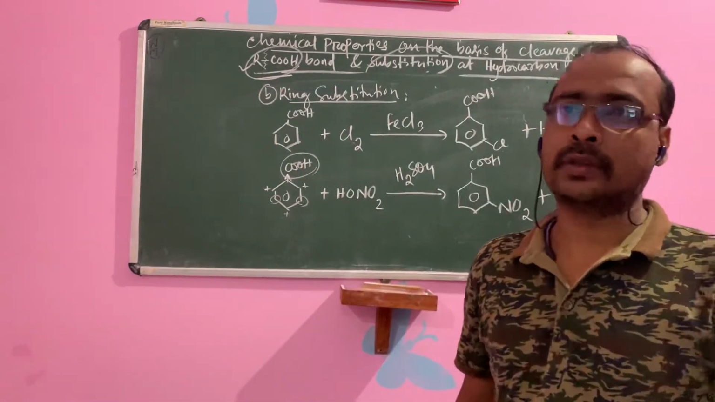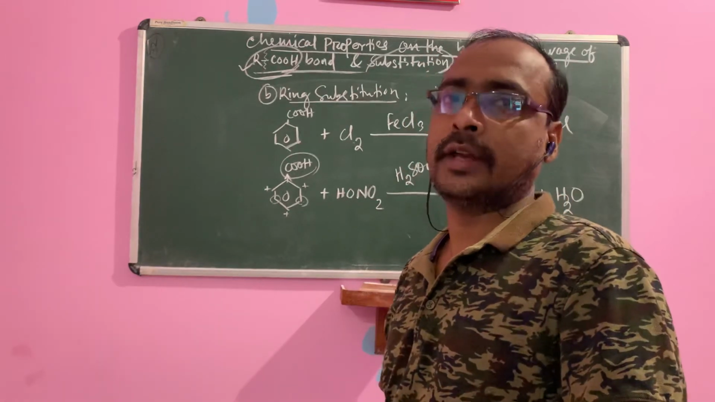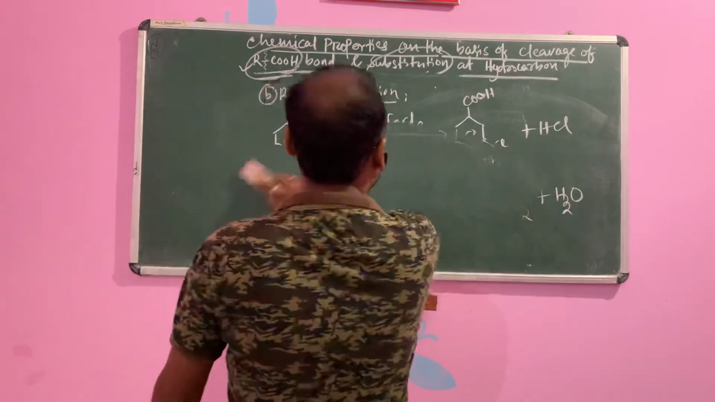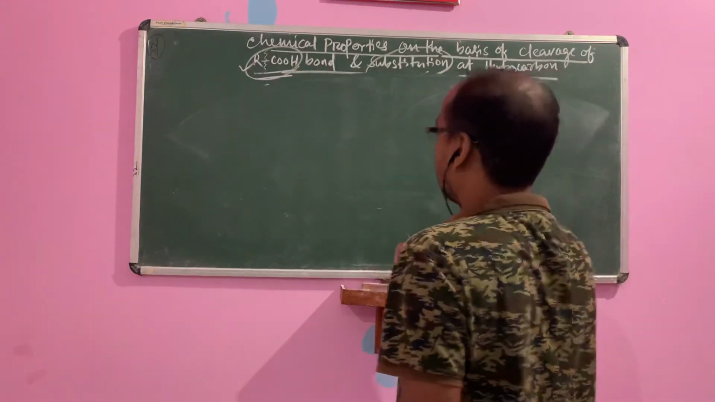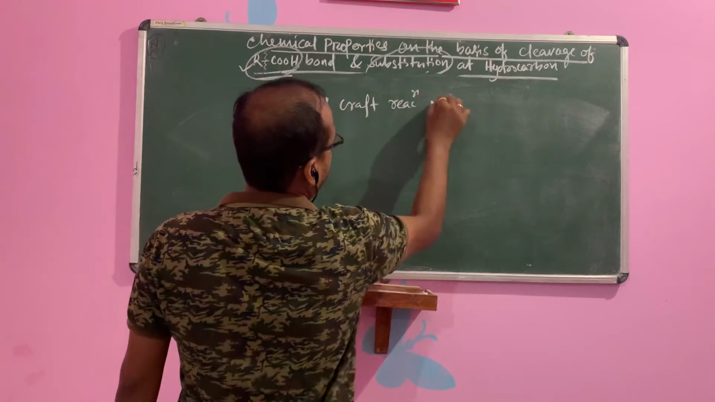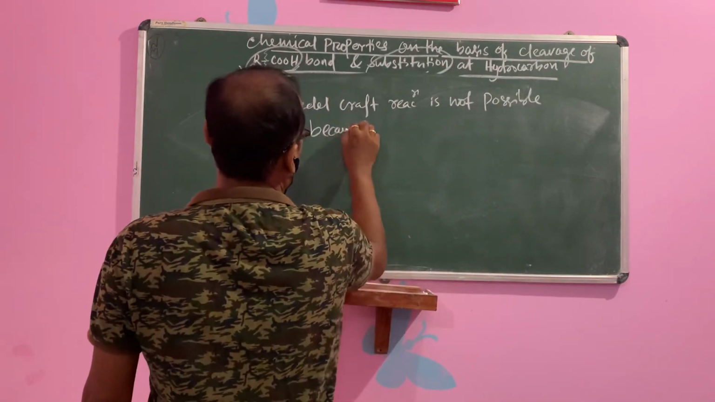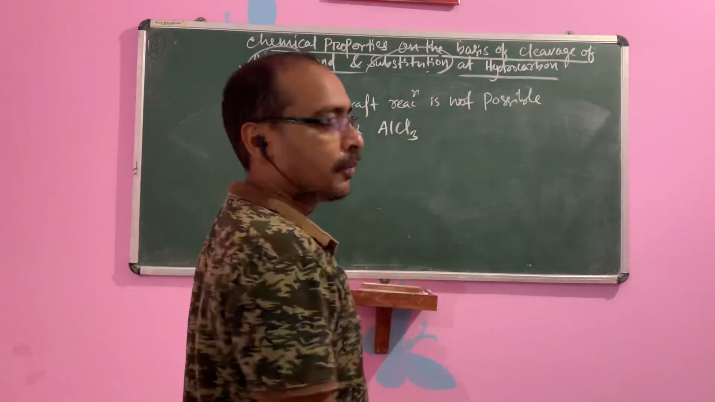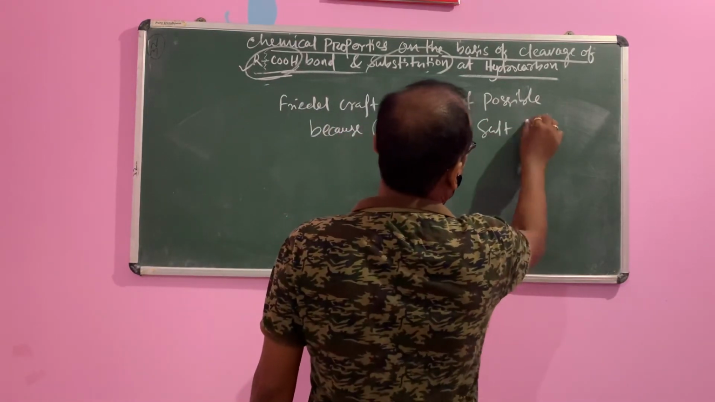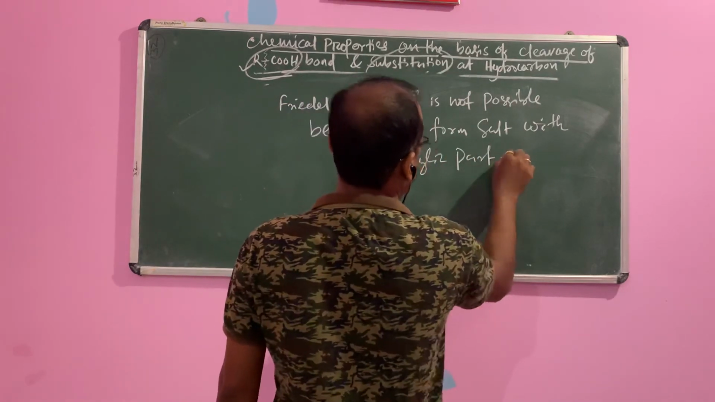Okay, children. But the Friedel-Crafts reaction, an electrophilic substitution reaction, is not possible, because we give the catalyst aluminum chloride, AlCl3, and aluminum chloride forms a salt with the carboxylic part of it.